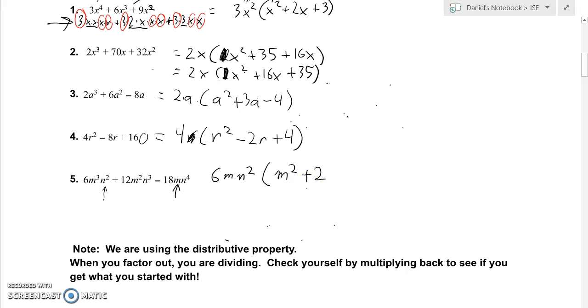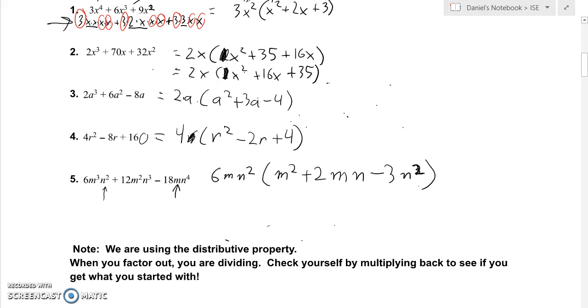M times m is m squared. N times n squared is n cubed. Minus 3 times 6 is 18. M to the first power. N times n cubed will get us n squared times n squared will get us n to the fourth power.